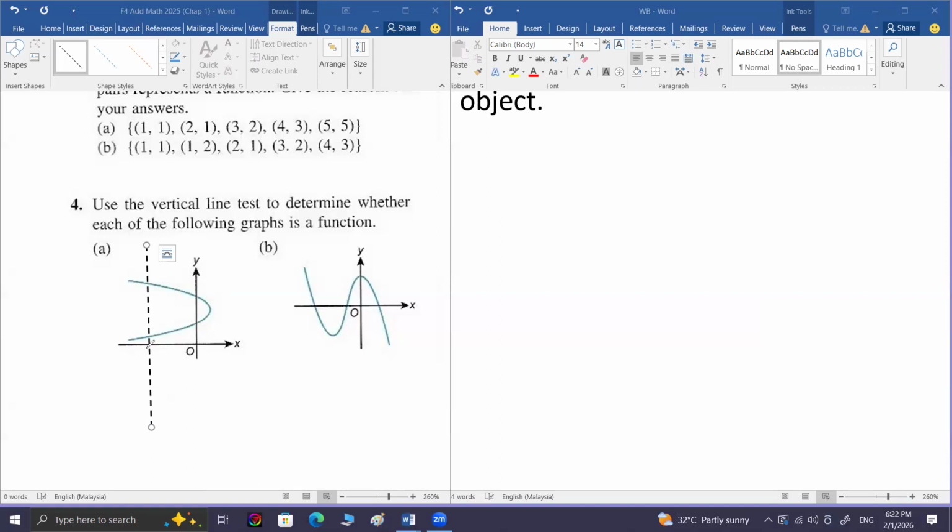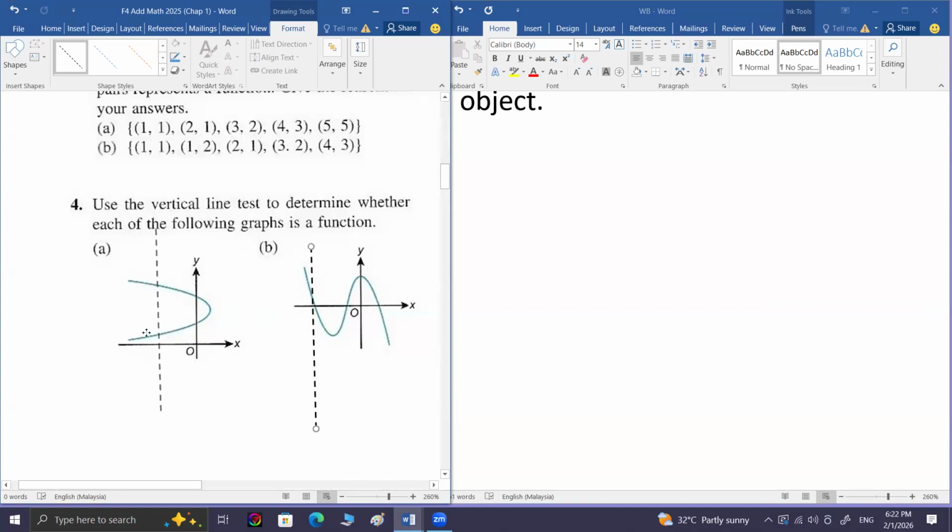So you use the vertical line to determine. But here the question didn't ask you to explain, so just saying not a function will do. Can you see my explanation here? Then you use this one. If I join here, it crosses how many points? You see this x, 1 point only, right? See how I shift?